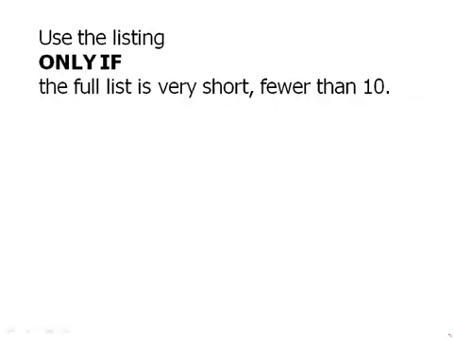Use listing only if the full list is very short, fewer than 10. And we have to be very careful here. If there are any combinations involved, combinations always make the number of choices go way, way up. Suppose we're talking about 5 books, and we're talking about putting the books in order. Well, right away, that's 5 factorial, which is 120. You're not going to list out 120 things. So it's not whether the number of items is fewer than 10. It's whether the number of choices, the number of possibilities that we're concerned with in the problem, is fewer than 10. And so this is something really important to appreciate.